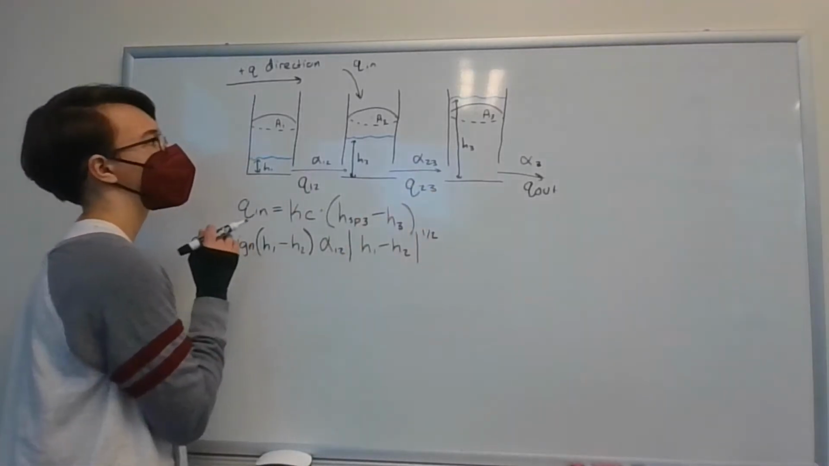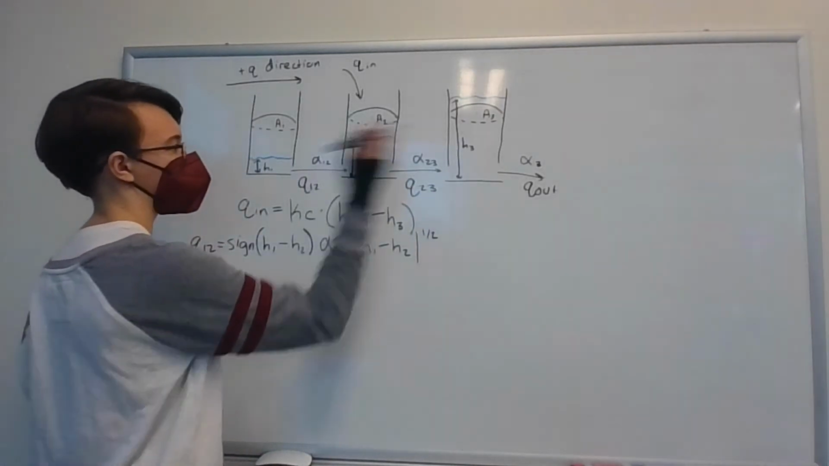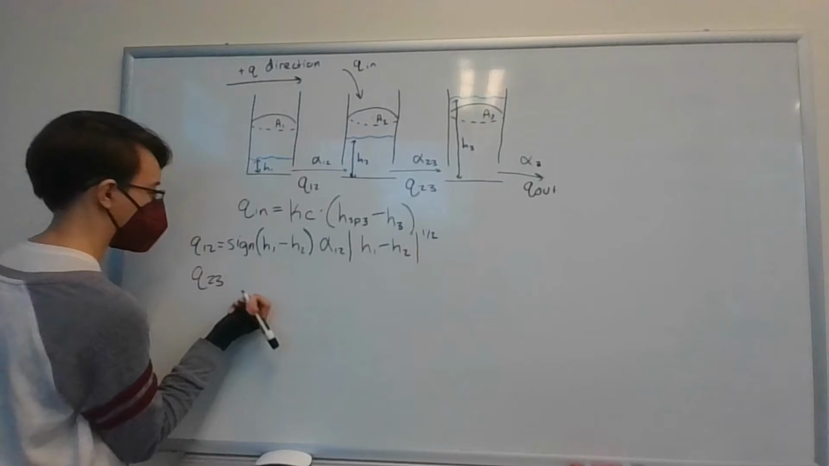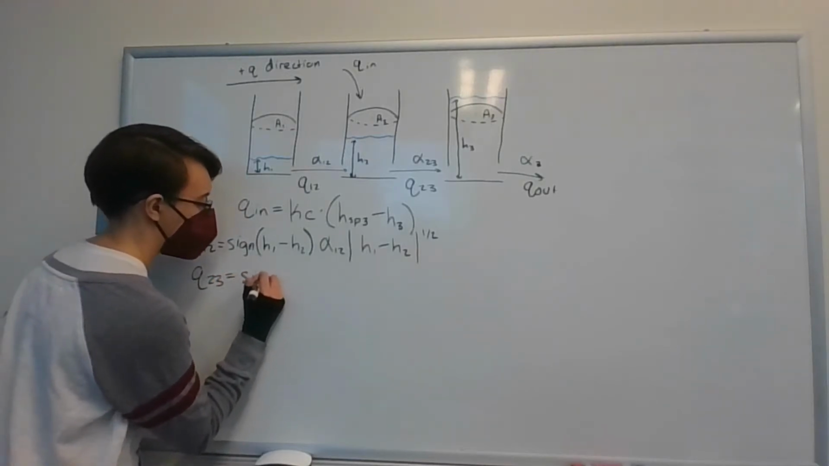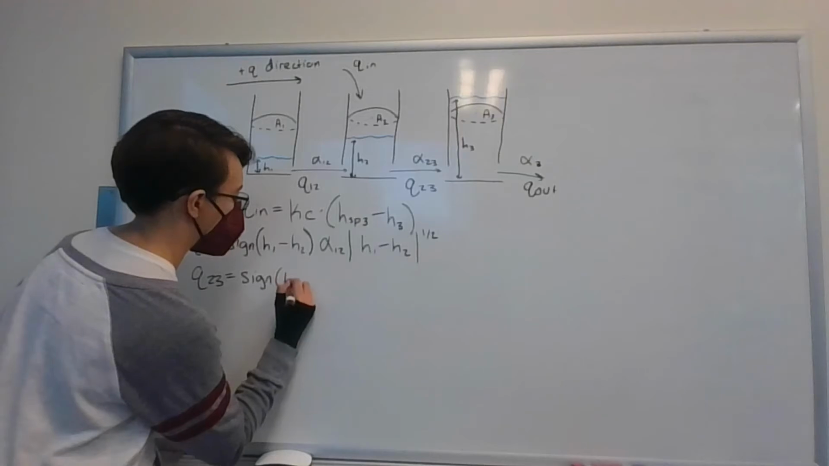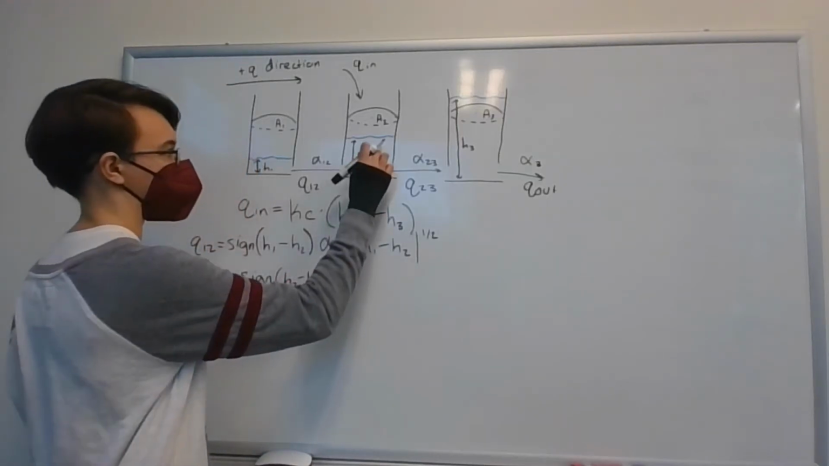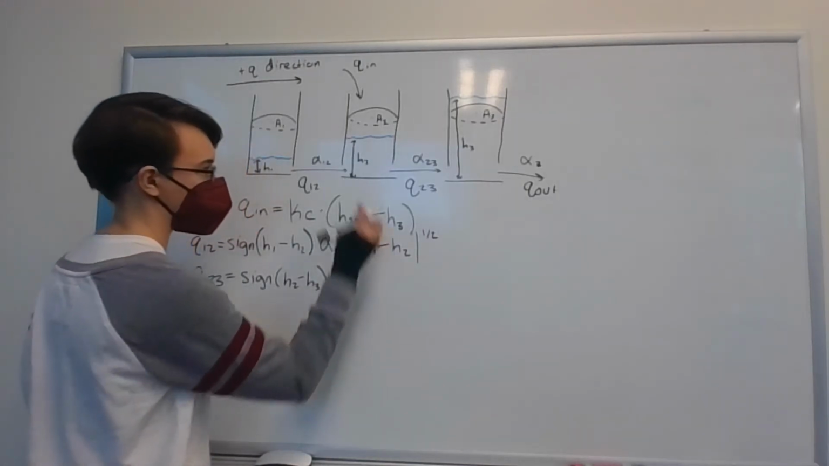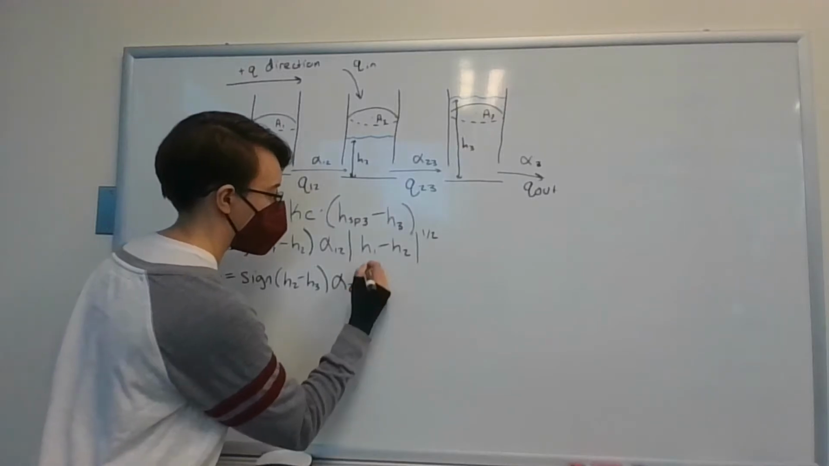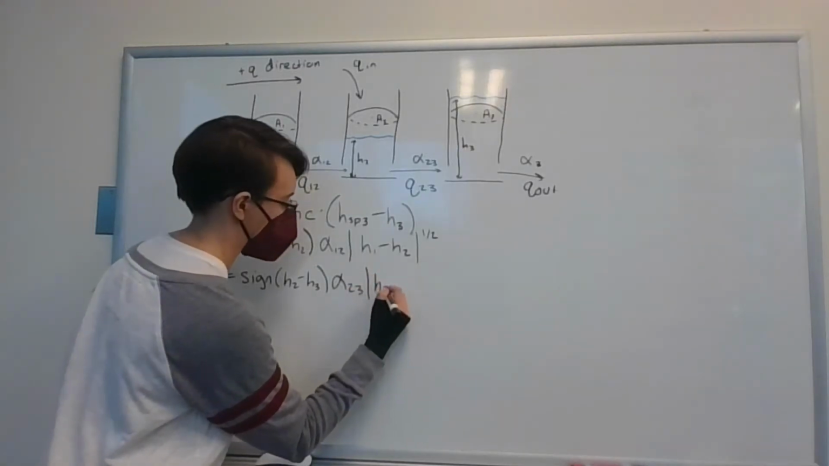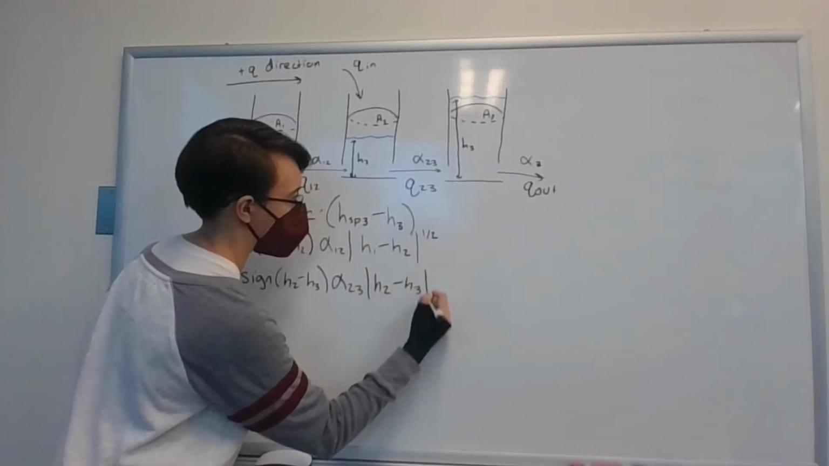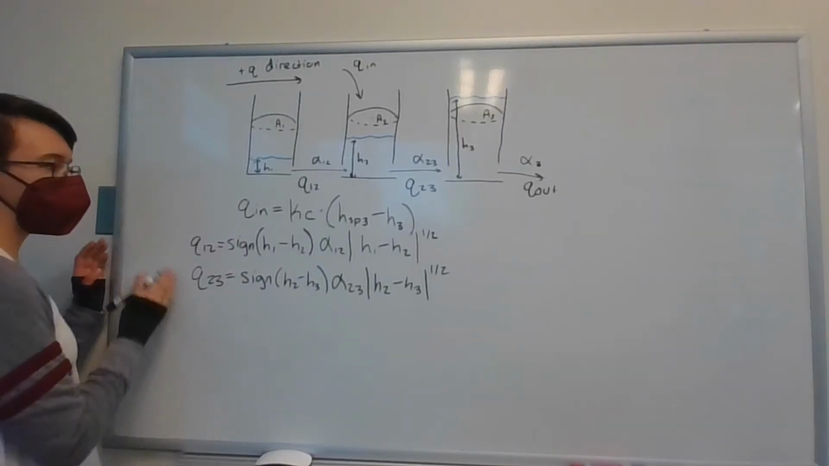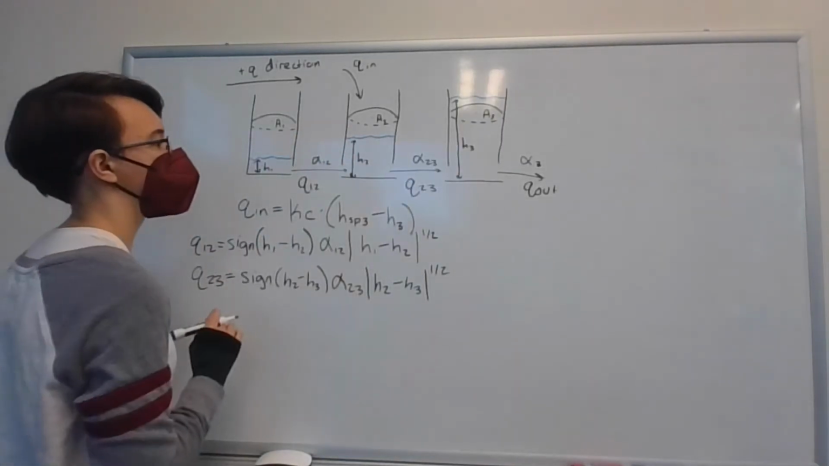So then the flow Q between tanks 2 and 3 is going to be very similar. So the flow from tank 2 to 3 is going to be the sign of H2 minus H3, because now we're just dealing with tank 2 and tank 3 instead of 1 and 2. We're going to use the proportionality constant between those two tanks. And again, the absolute value of height 2 minus the third height, to the 1/2 power. All right, so those two are very similar, just between the two different tanks.